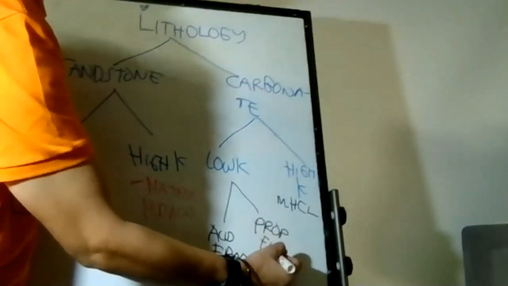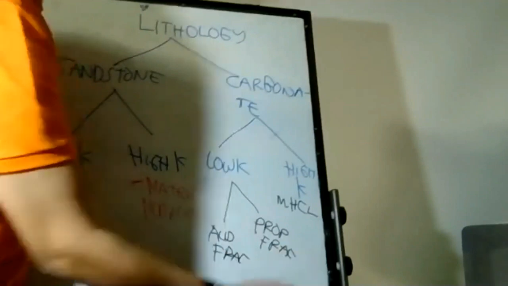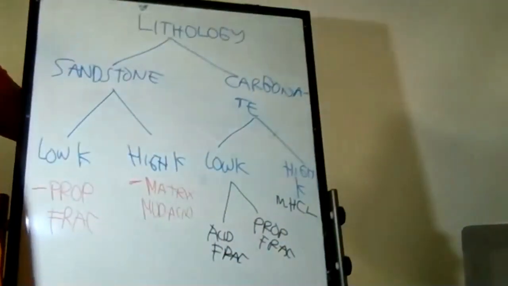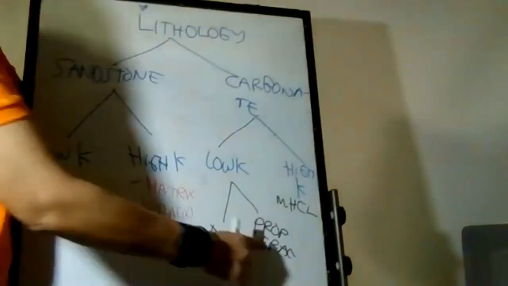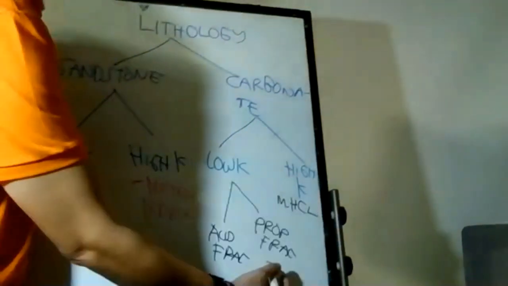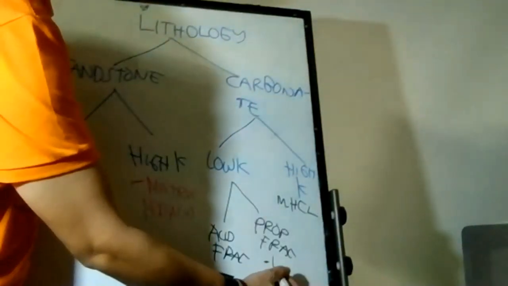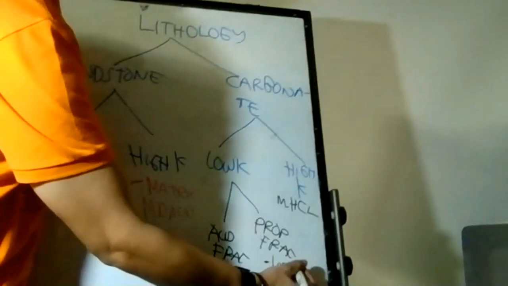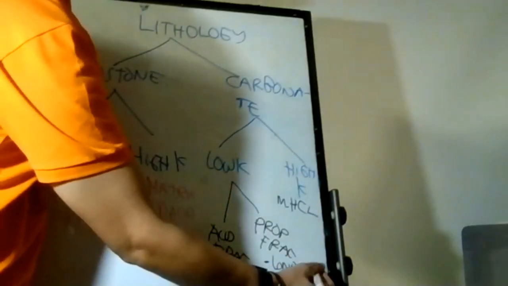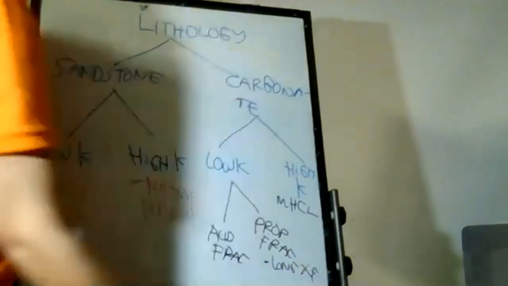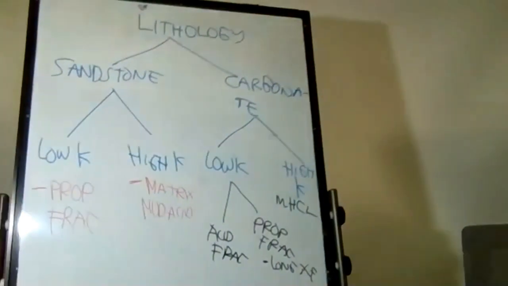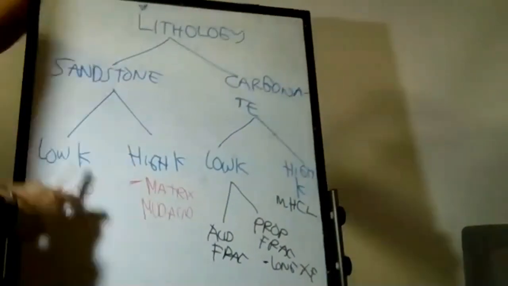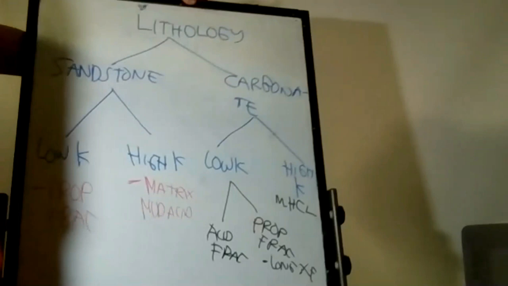Prop frac. But remember the one that I explained before. Prop frac, because this is low permeability, this will be a long half length, right? Because FCD is okay, long half length. All right. So again, let me just go through again this chart here.